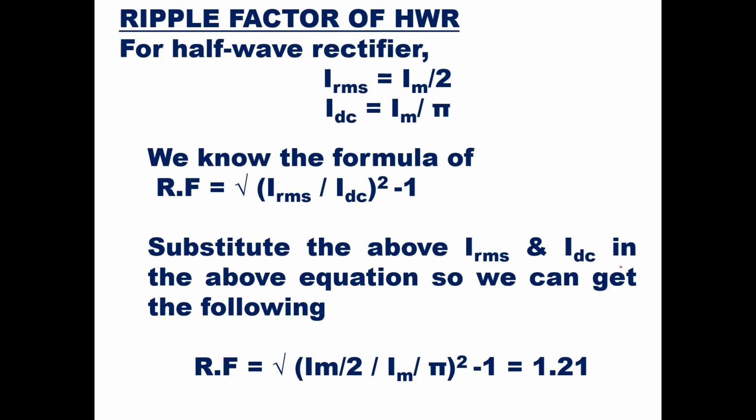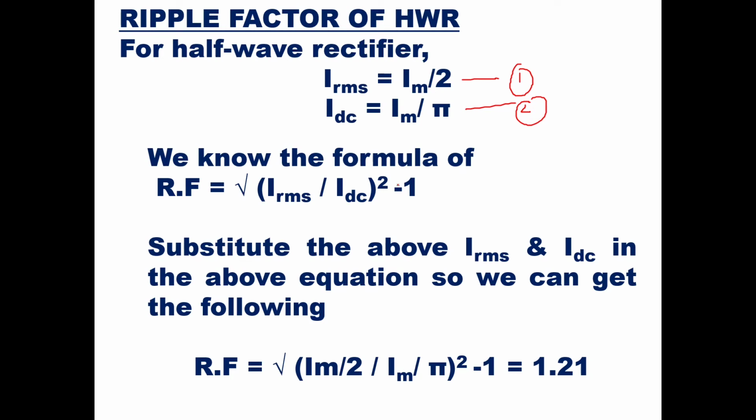Then we'll go to see what we mean by ripple factor of half wave rectifier. For half wave rectifier, these two equations you should remember. IRMS is equal to Im by 2. This is the first equation. Im is the maximum current, and Im upon 2 will be IRMS. Similarly, IDC will be Im by pi. This will be your second equation.